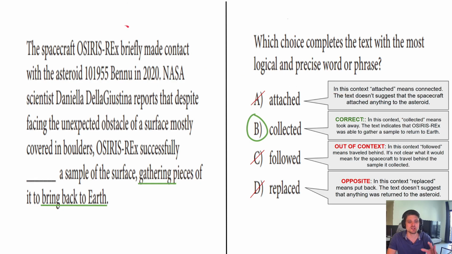So on the vocab questions, you really have to stick to the text. Don't think too much about it. Look for the hint, in this case, gather and bring back to Earth. And what term matches those hints the best? It's collect. That's going to be your answer. And just move on from there. You got it correct.